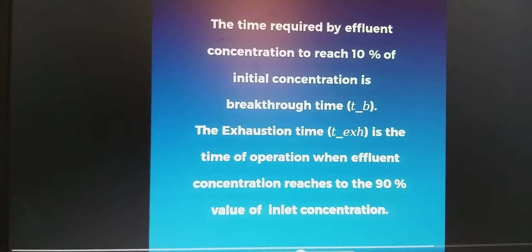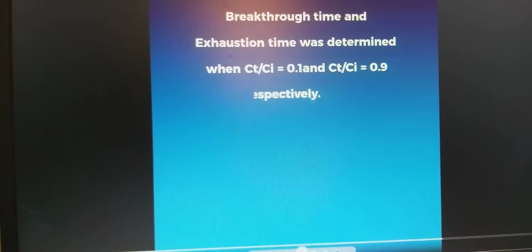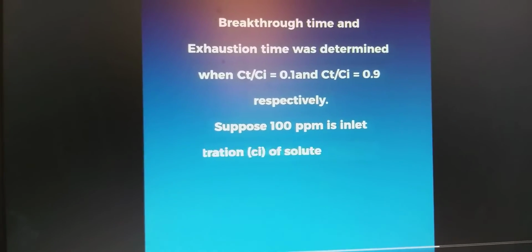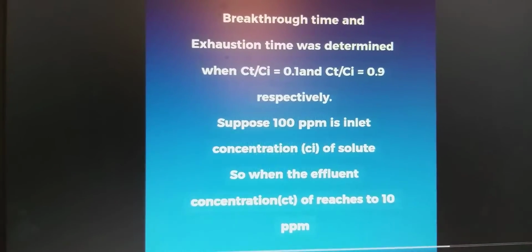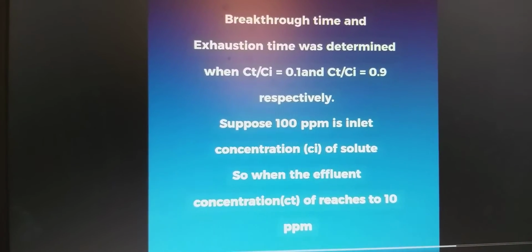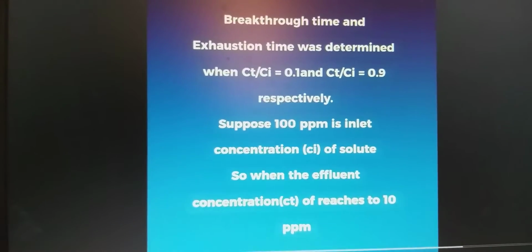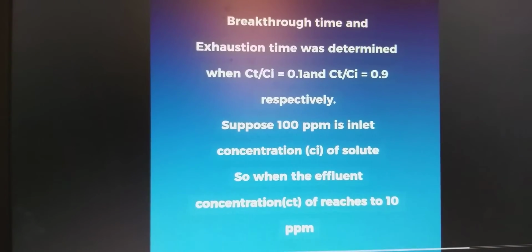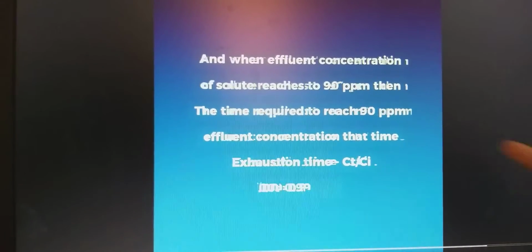So when the effluent reaches 10%, it is the breakthrough time. The time required for the effluent to reach 90% is the exhaust time. So if the initial concentration is, let's say, 100 ppm, then the time to reach 10 ppm is the breakthrough time, and the time at the outlet for the effluent concentration to reach 90 ppm is the exhaust time. That's what I have already explained.